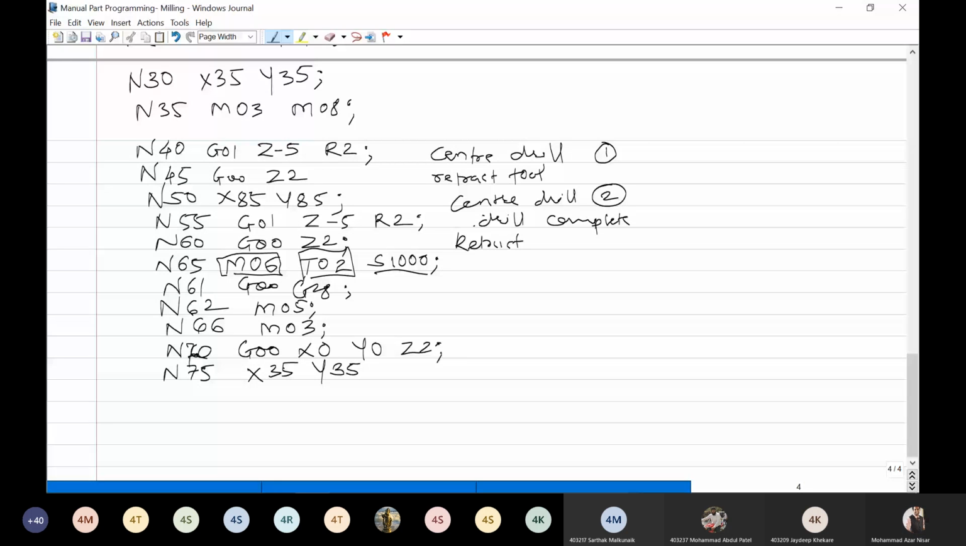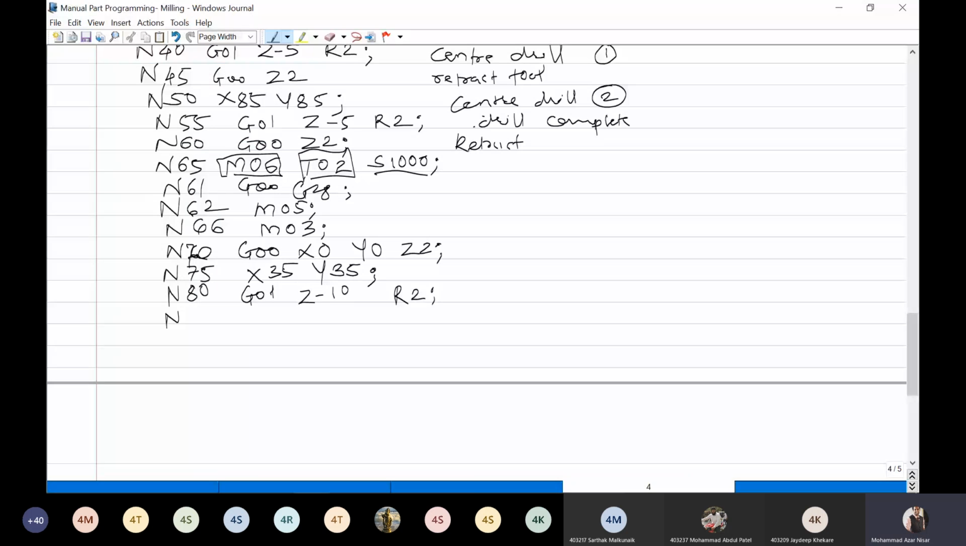Next, N80, you have to take the depth, G01 up to the depth, here equal to -10. That is, I have taken 2 mm extra for the breakthrough distance, and R2 is taken. So the breakthrough distance is 2 mm. Next, again I will bring back the tool, N85, G00, Z2. Now again it gets retracted from the surface.